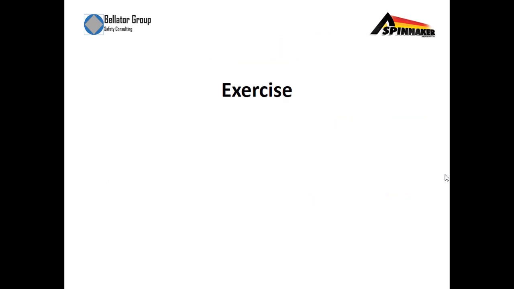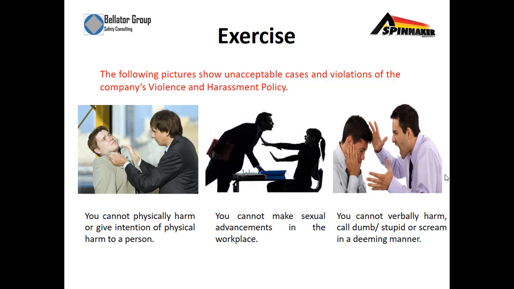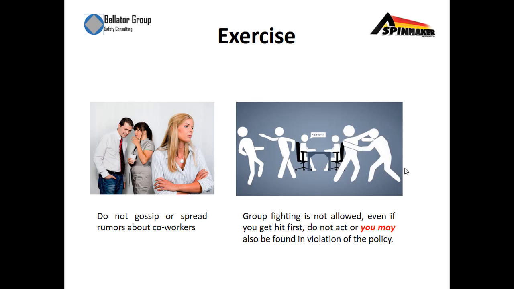Let's look at a couple of exercises that talk about violence and harassment. The following pictures show unacceptable cases that violate the company's violence and harassment policy. In this first instance here, you cannot physically harm or give intention of physical harm to a person. Next, you cannot make sexual advancements in the workplace. And lastly, you cannot verbally harm, call stupid, dumb, or scream at a person in a demeaning manner.